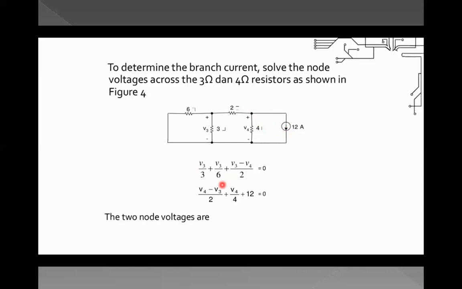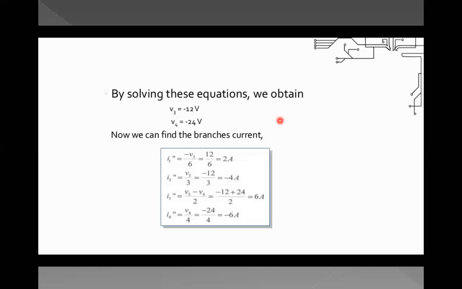So these are the two equations. If you solve these two equations, we can get the two node voltages V3 as minus 12 volt and V4 as minus 24. Actually, V4 you get as 2 into V3. So 2 into V3 is 2 into minus 12, which is minus 24. So V3 we will get as minus 12 volt, and V4 we will get as minus 24 volt.